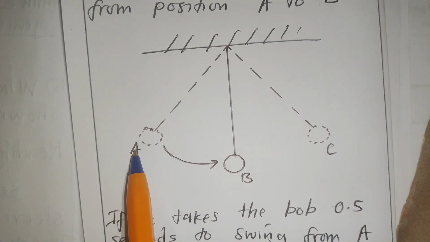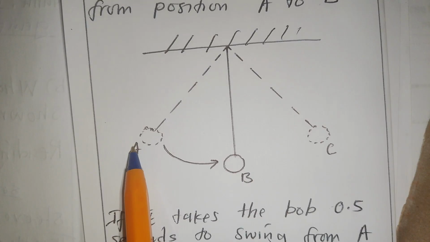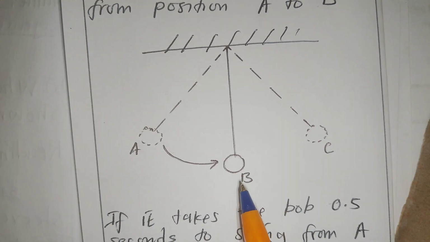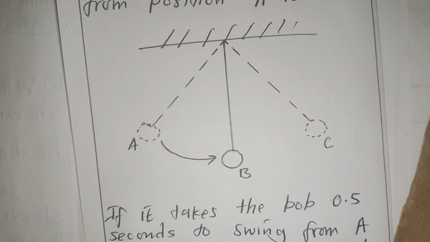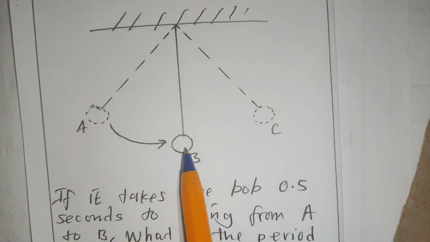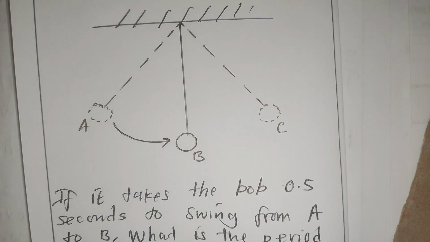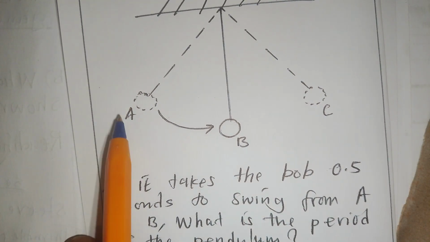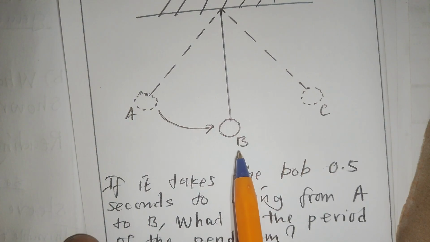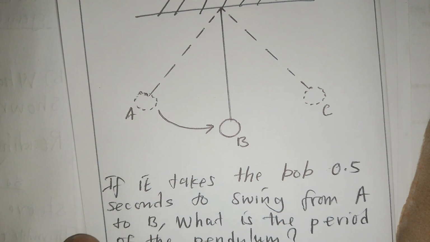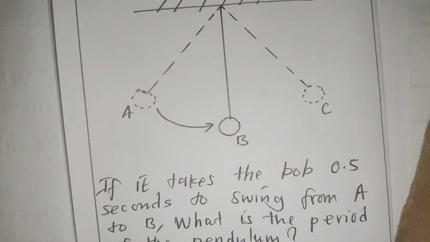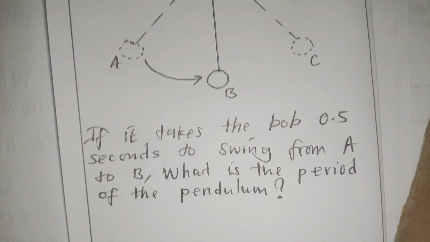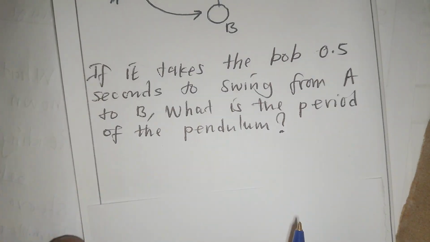So we know from A to B, the number of oscillation is 1/4. And from B to C, the number of oscillation is 1/4. Now we are dealing with one part here, meaning from A to B. So the number of oscillation is 1/4 or 0.25. So let's try to solve this one. Solution.